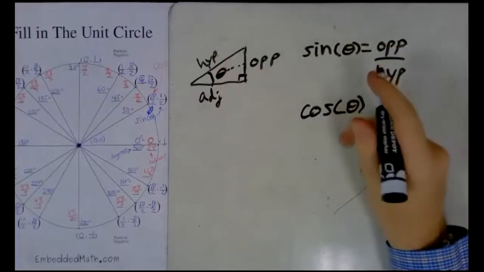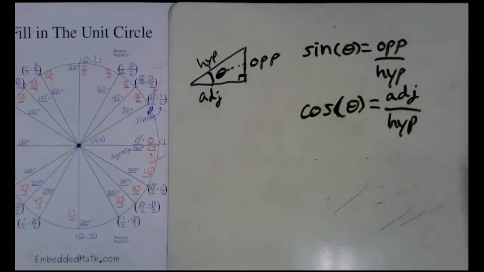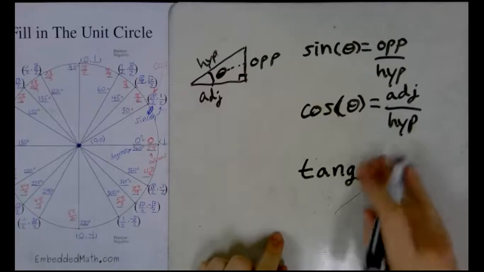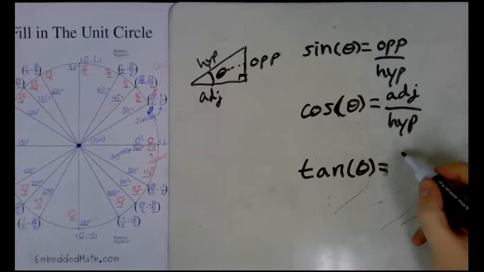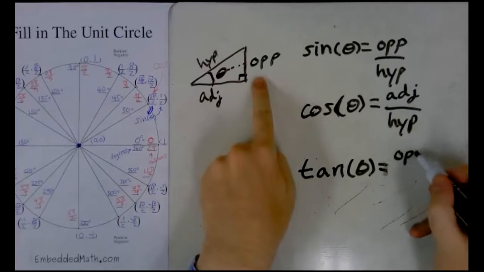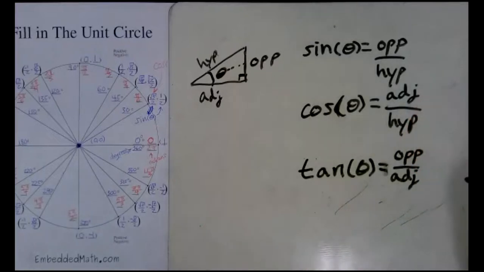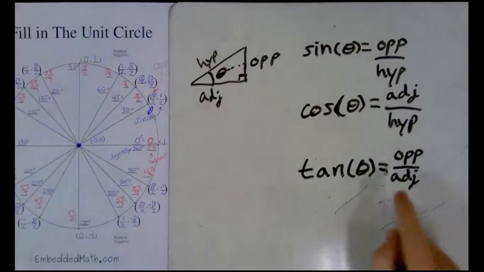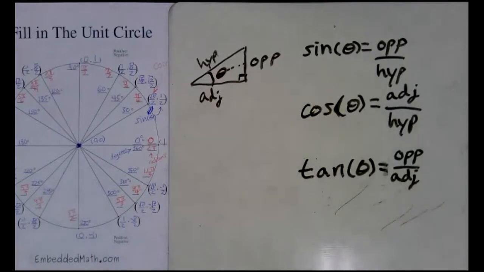Cosine is equal to the adjacent divided by the hypotenuse, and it measures horizontality. The last one is called tangent. And tangent is the opposite divided by the adjacent. And tangent measures how square it is. The closer the opposite and the adjacent are to each other, the closer tangent will get to one. The more imbalanced one or the other is, the further away from one it will get.